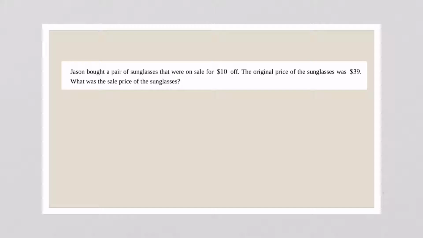So let's take a look at a problem that involves this. Jason bought a pair of sunglasses that were on sale for $10 off. The original price of the sunglasses was $39. What was the sale price? Well, in this case, we don't need the rate because they actually tell us that the glasses are $10 off. So the sale price is just $39 minus $10 off. So Jason paid $29 for these sunglasses.